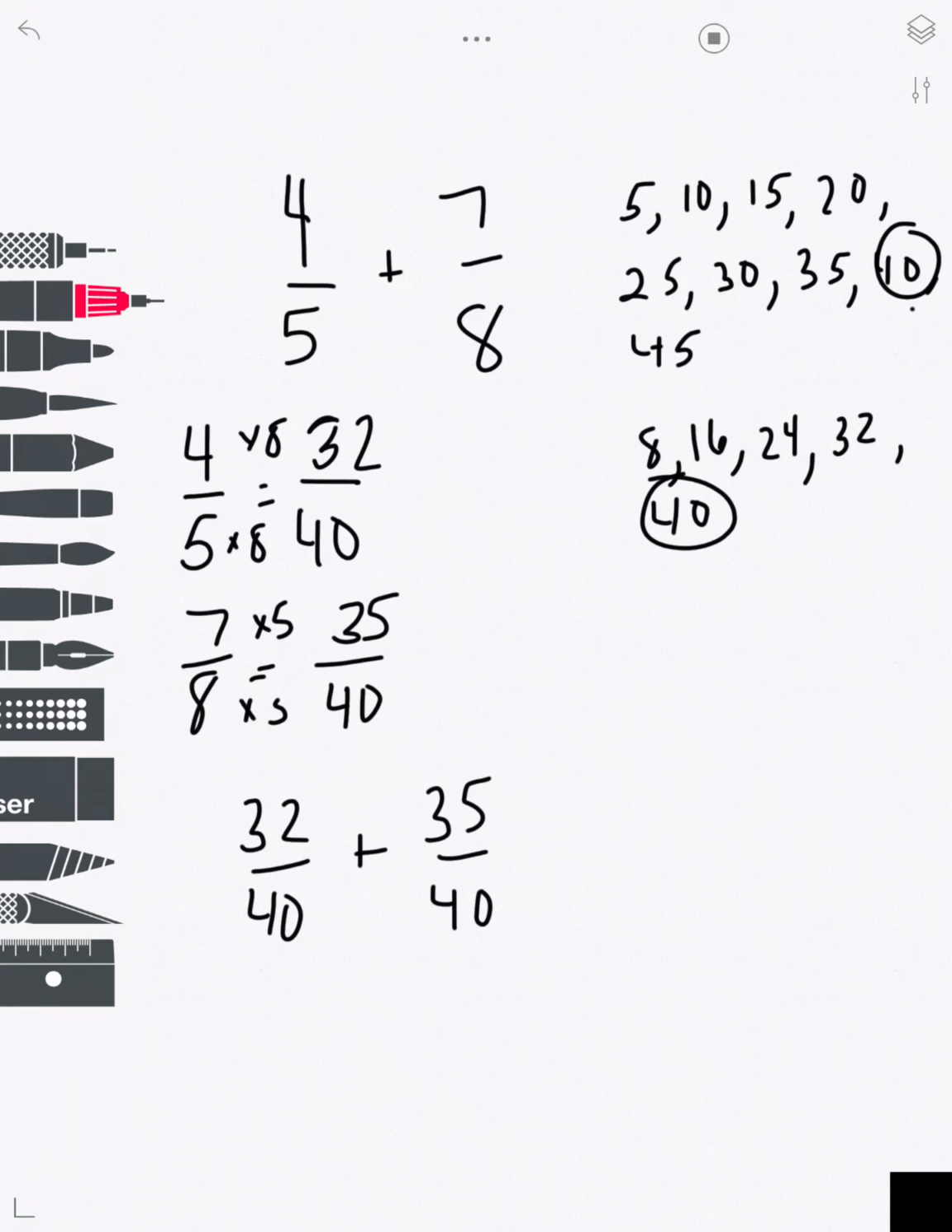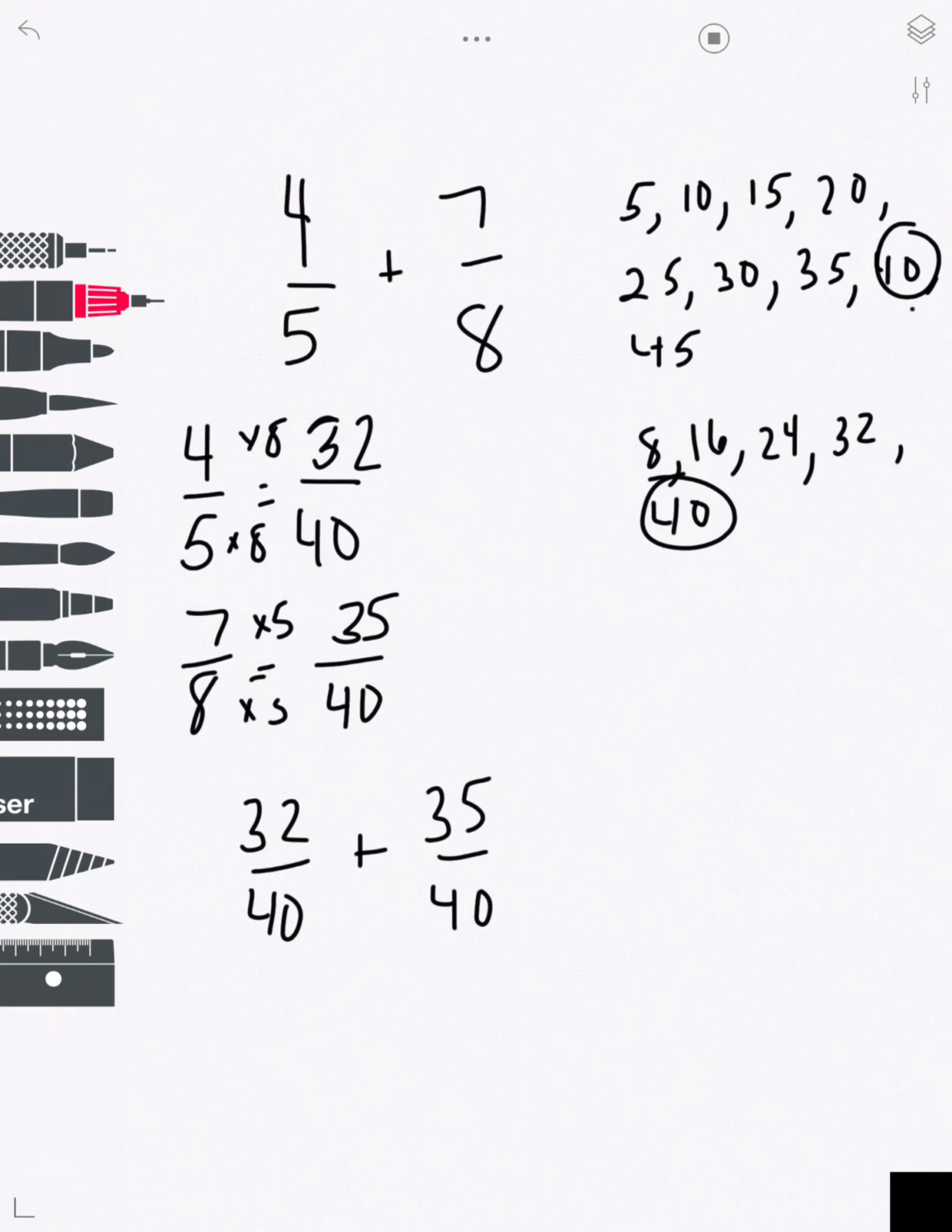Okay, notice to do my second step and convert those fractions, I needed to know how to get 40 by multiplying the denominator. So I had to know 8 times what equals 40, and I had to know 5 times what equals 40, and I had then to multiply the numerators by the same number. So I needed facts to complete that step as well.